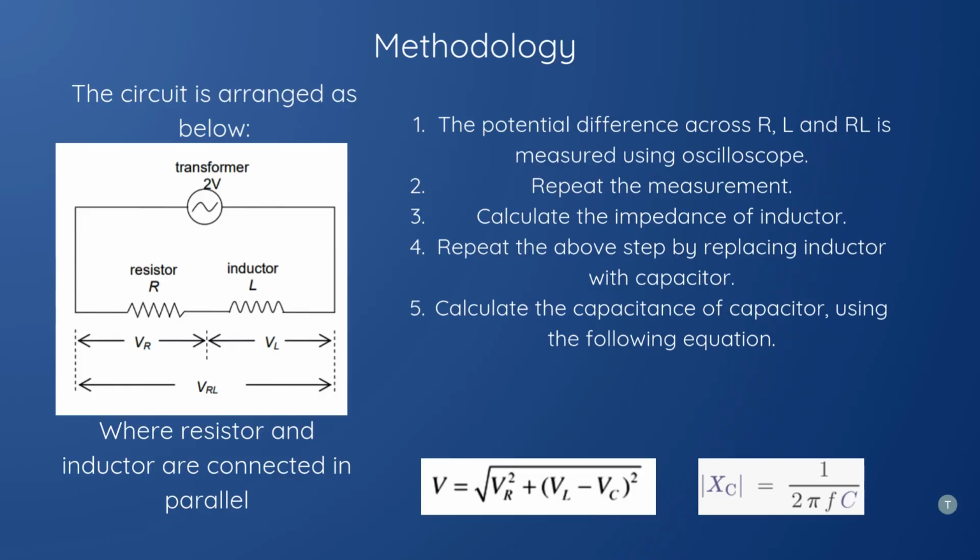For methodology, the circuit is arranged as below, where the resistor and inductor are connected in parallel. The potential difference across R, L, and RL is measured using oscilloscope. Repeat the measurement, calculate the impedance of the inductor, repeat the above step by replacing inductor with capacitor, calculate the capacitance of capacitor using the following equation.